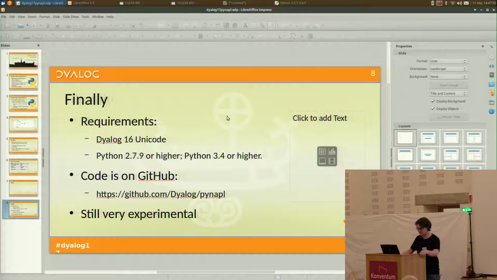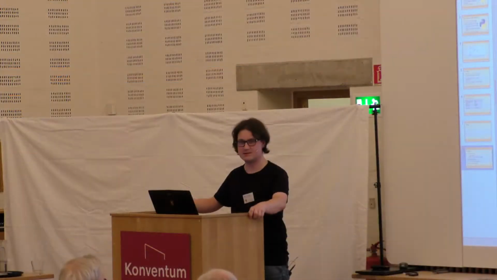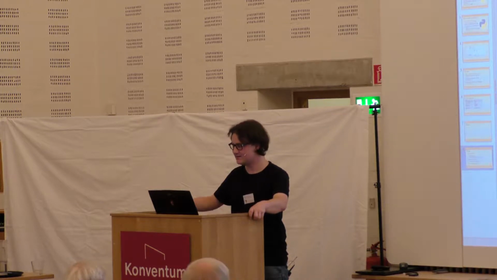So finally, the requirements are Dyalog version 16. There's been some testing with 17, which doesn't quite work yet. You need Python version 2.7.9 or higher if you want to use Python 2. By default, it uses Python 3, then you need Python 3.4 or higher. The code is on GitHub, you can download it and play around with it.